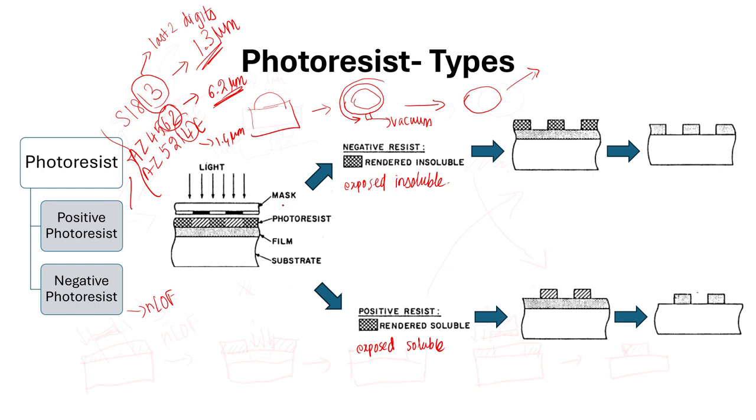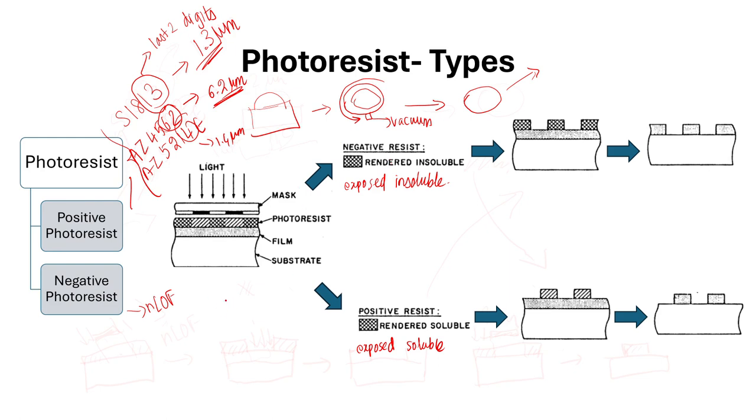So here we have a mask with some dark region as well as some transparent region. The dark region is where chrome is present. In the transparent region we just have glass. When light falls, it will fall through the transparent region, but it will not fall through the opaque region. So with this kind of shading, the light does not fall on the photoresist, and with this kind of shading the light falls on the photoresist.